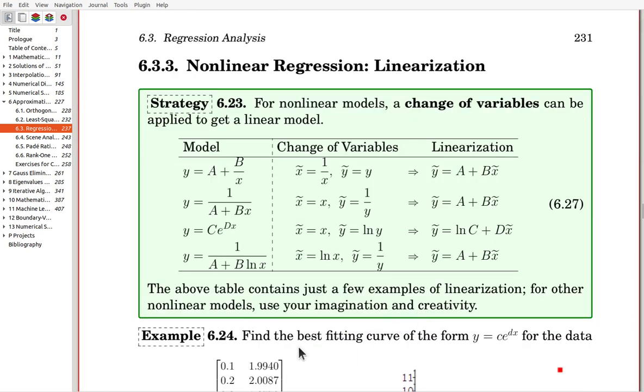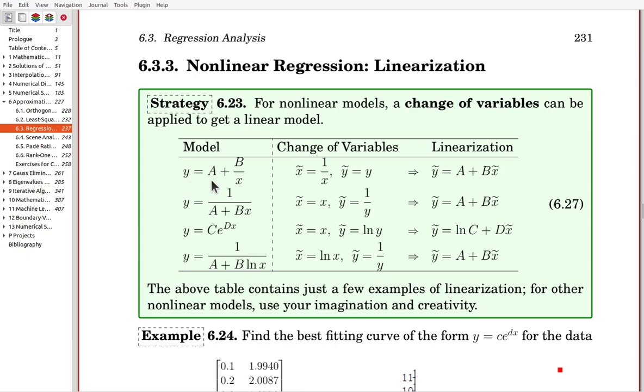Okay. Now, sometimes you have to solve a nonlinear regression problem. And here we'll deal with some simple linearization techniques. Basically, we are trying to use a change of variables. Look at this model. Okay, this is the original model.